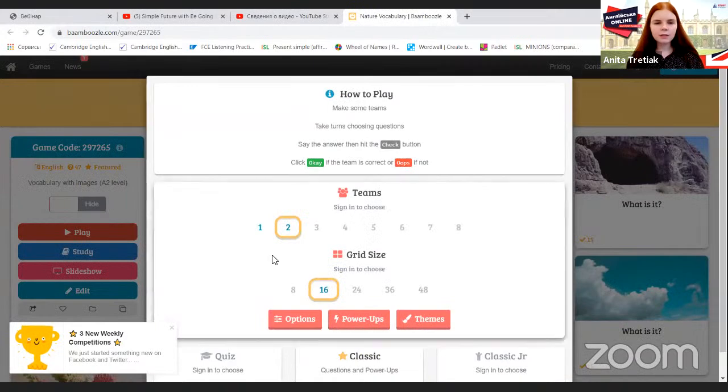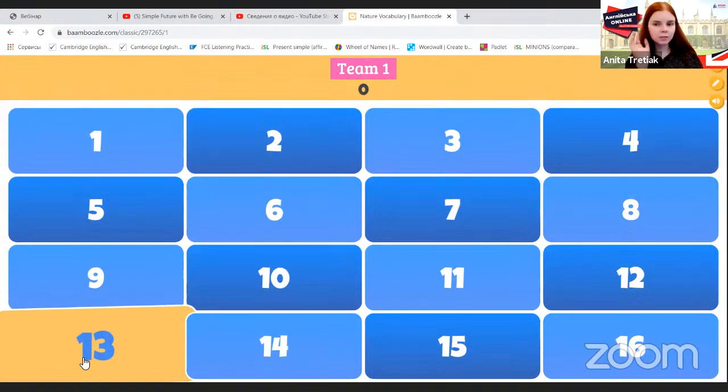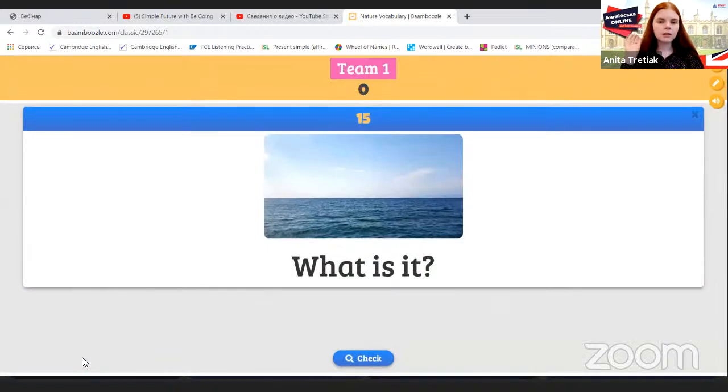So here it is. Let me open this. 16 questions as usual. And here we go. So I'm going to pick a random number. Let's start with 13, this mysterious number. And I'm clicking on it. So what is it? We've got a nature word. By the way, you can have two options here, and that's totally fine. They both will be correct, I guess.